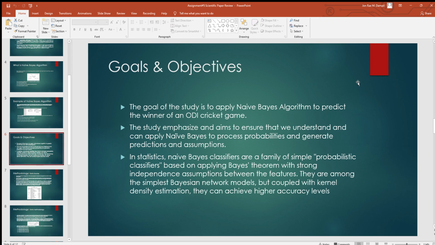So basically, the review applies the naive-Bayes algorithm to predict the winner of an ODI cricket game. The study emphasizes and aims to ensure that we understand and can apply the naive-Bayes system to process probabilities and generate predictions and safe assumptions.